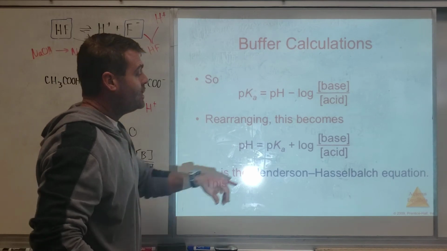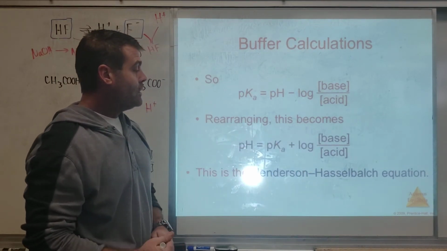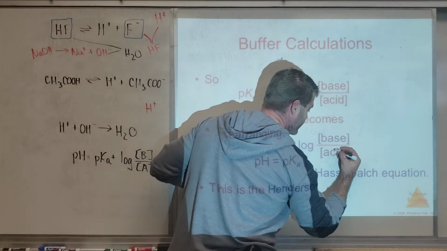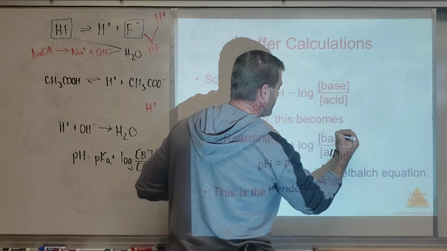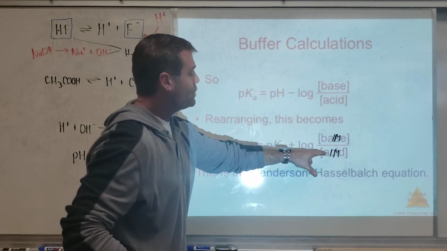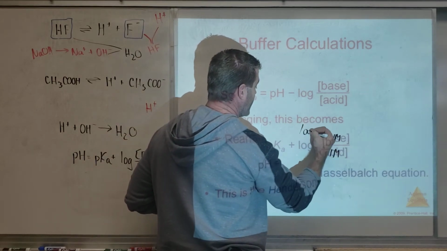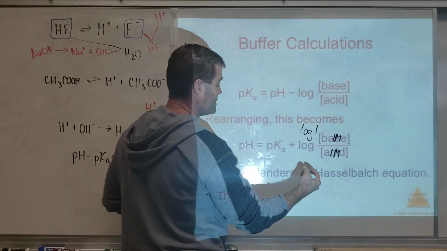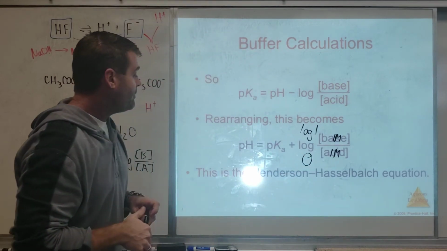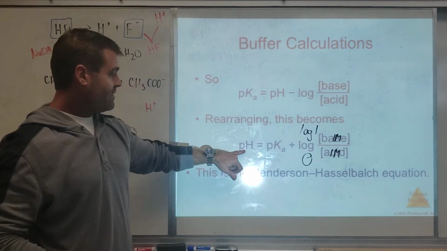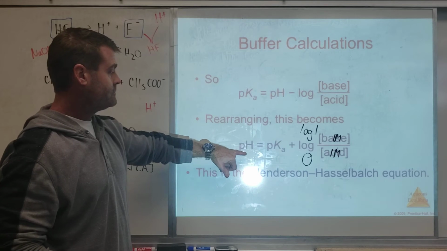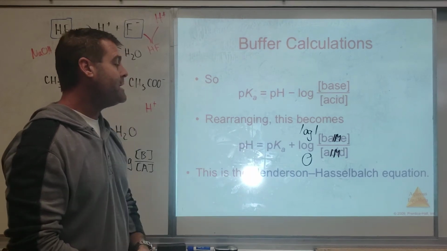Because think about it. Remember, we're going to use equal molar. So let's say we use 1 molar of a weak acid and 1 molar of its conjugate base. What's 1 divided by 1? Wouldn't that be 1? And if you take the log of 1, you punch it in your calculator, you get 0. And so what we'll find is that the pH of the buffer is equal to the pKa.